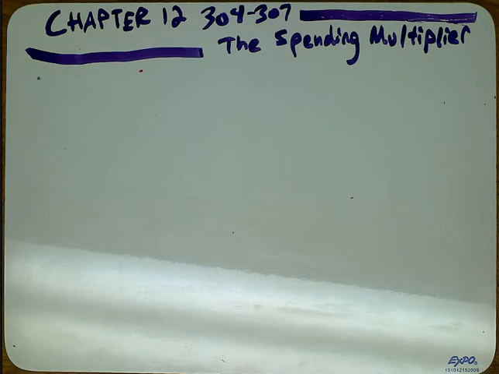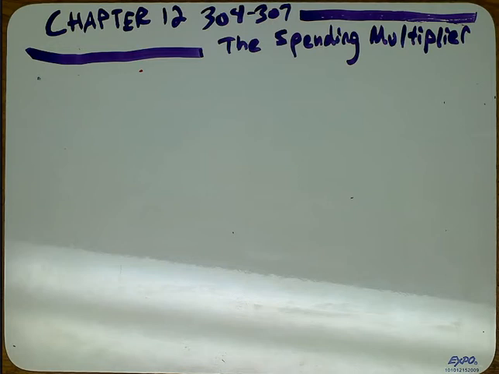Hey AP Econ, this is a video about one section of chapter 12, pages 304 to 307. In this section we're going to address the spending multiplier, how it works, what it is, and what it will look like on your AP test.